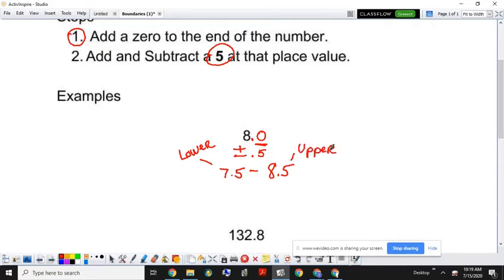Later in chapter 2, or when you make graphs or charts, these are sometimes called limits. So this would be your lower limit and your upper limit.